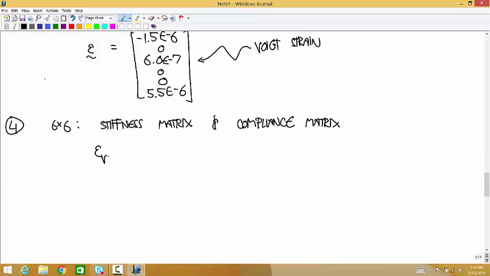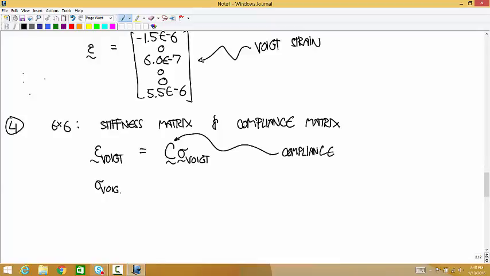So the Voigt strain is equal to the compliance matrix times the Voigt stress, and the Voigt stress is equal to the stiffness matrix, I'm going to call that E, times the Voigt strain. This is the stiffness matrix.